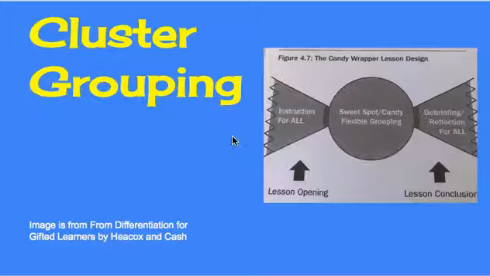Many of you know Julie Donaldson. Julie Donaldson always described this cluster grouping strategy using this candy wrapper metaphor that Diane Heacox and Richard Cash used in their Differentiation for Gifted Learners book. She would talk about the fact that everyone in their curriculum has some sort of sweet spot where flexible grouping would be the best use of your time.